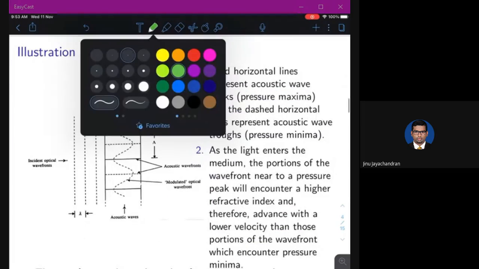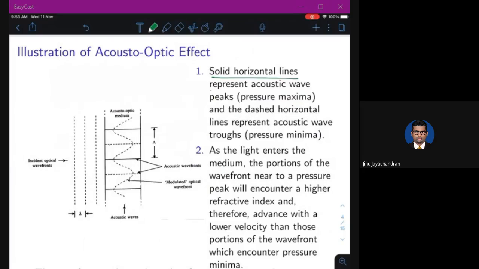So the solid horizontal lines represent acoustic wave peaks or pressure maxima, and the dashed horizontal lines represent acoustic wave troughs or pressure minima. So in this one, the solid lines actually represent the acoustic wave peak. Okay. So actually you should look from this direction. So this is the peak. Okay. So also this is the peak, this is the peak.